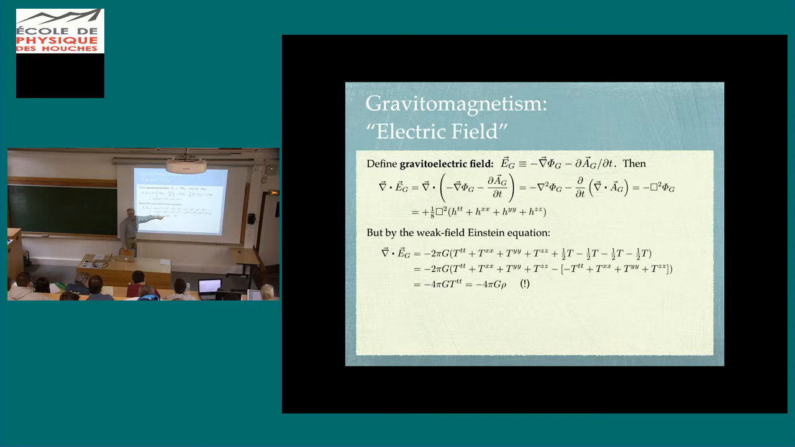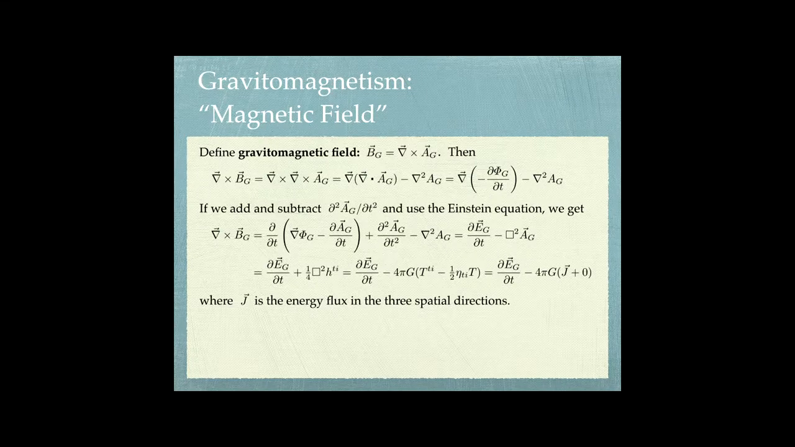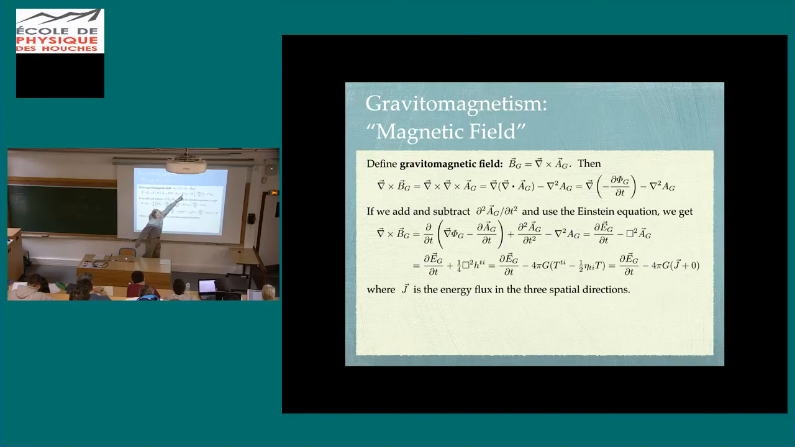Minus sign. Why do I have a minus sign here? Well, in electricity and magnetism, like charges repel each other, but in gravitation, like charges attract each other, so I've got to have the minus sign. Okay? So, I can define a magnetic field.